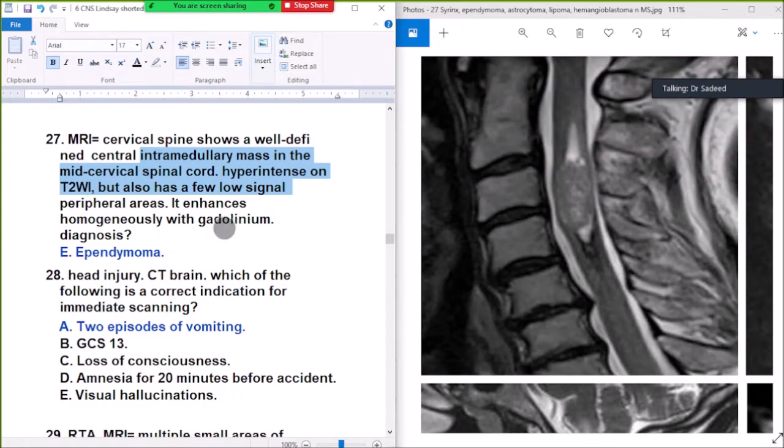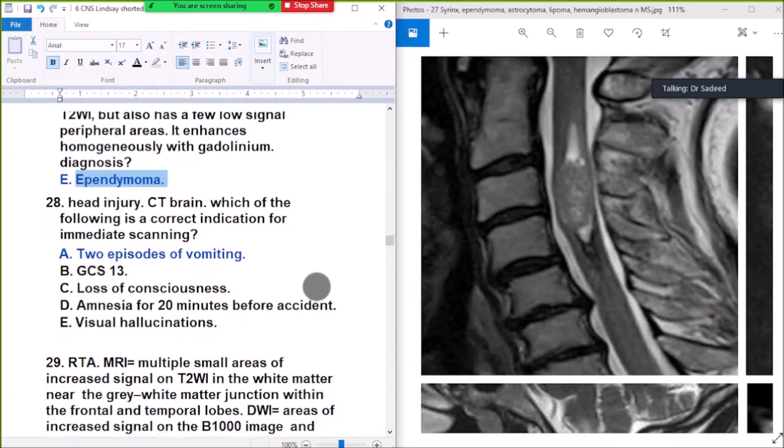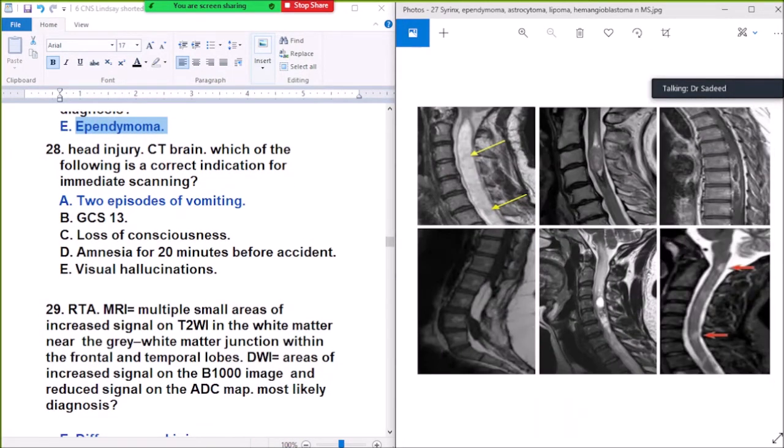Hence, homogeneous with limit, diagnosis: ependymoma. Cervical spine, so ependymoma. Esophageal seen in thoracic spine. 28.